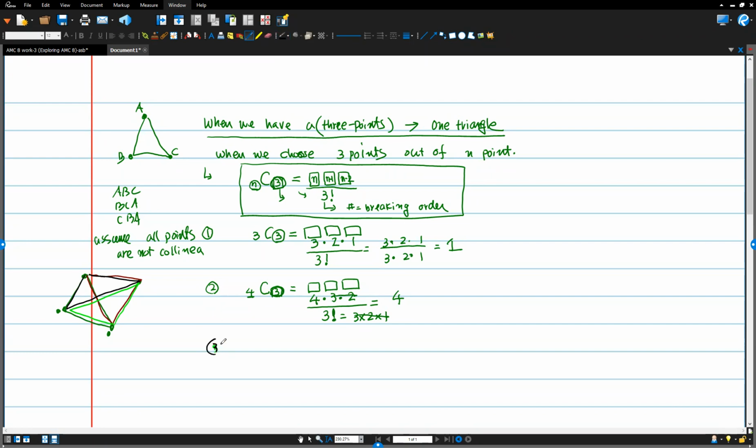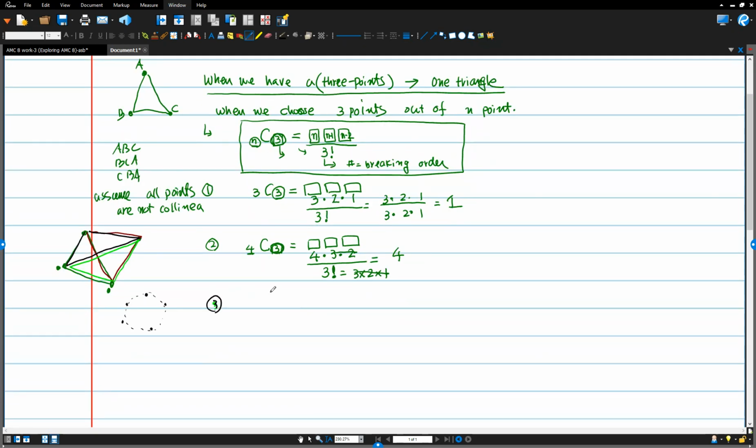If we have 5 points, 1 point, 2 point, 3 point, 4 point, 5 point, maybe on the circle is okay, right? Because they're not collinear. If you have 5 points on the circle, when you connect the lines, how many triangles can they make? Out of 5 points when you choose 3, that is the number of triangles. 3 spots there, 1, 2, 3.